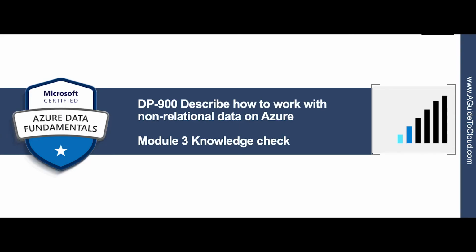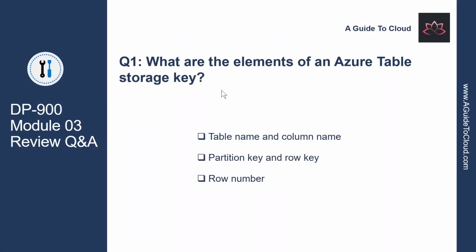In this section, we are going to go through Module 3 Knowledge Check. This is all about how to work with non-relational data on Azure. Okay, let's look at the first question.